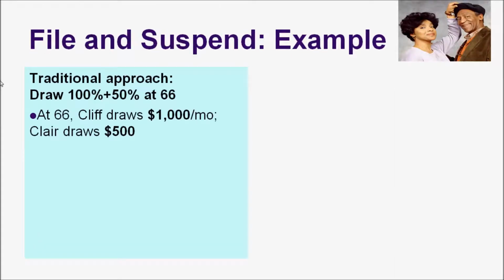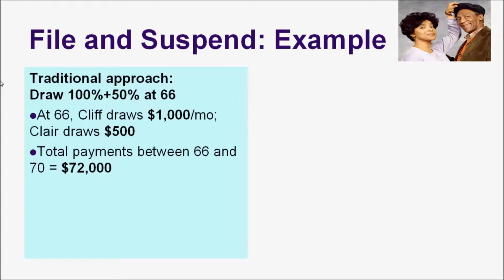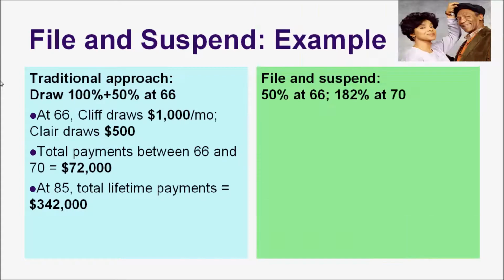Okay, let's go over an example. Let's do the traditional situation where they're both 66. At 66, Cliff draws $1,000 a month and she draws $500 a month. So the total payments between 66 and 70 are $72,000. Total lifetime payments are $342,000, assuming they live to age 85.